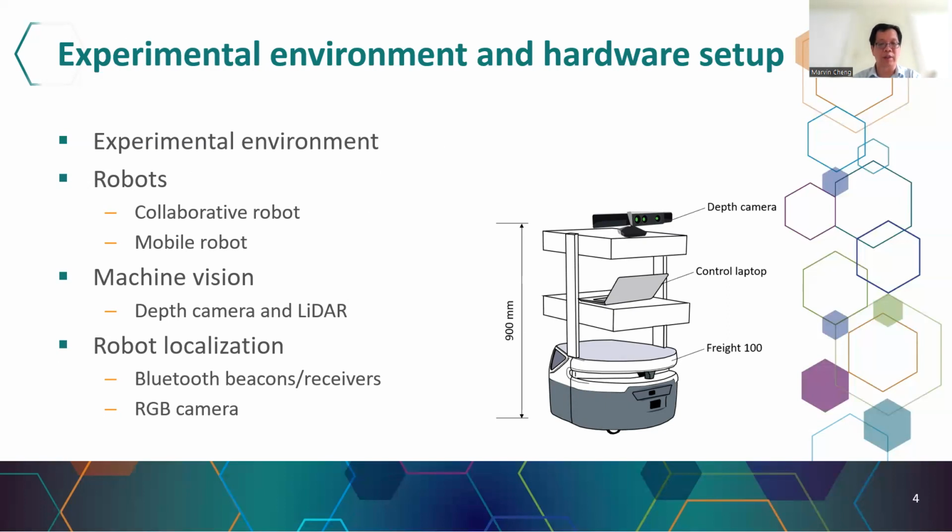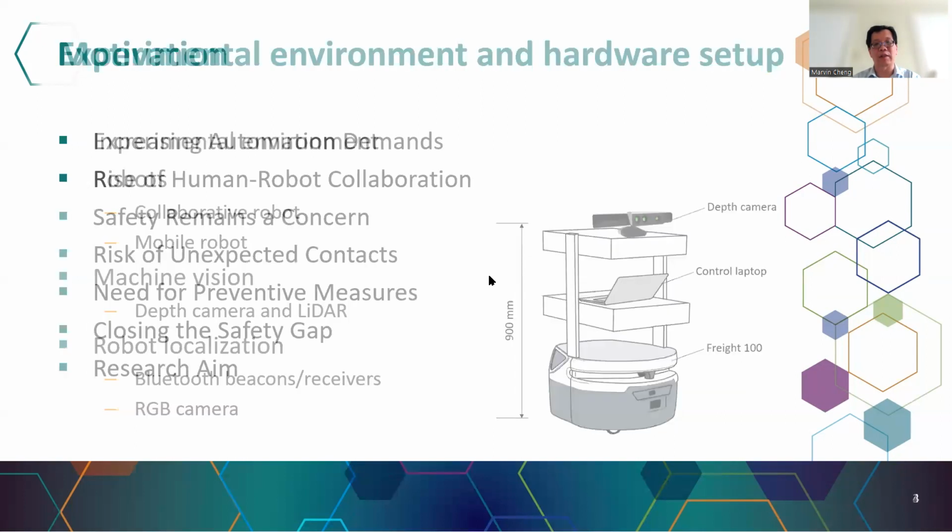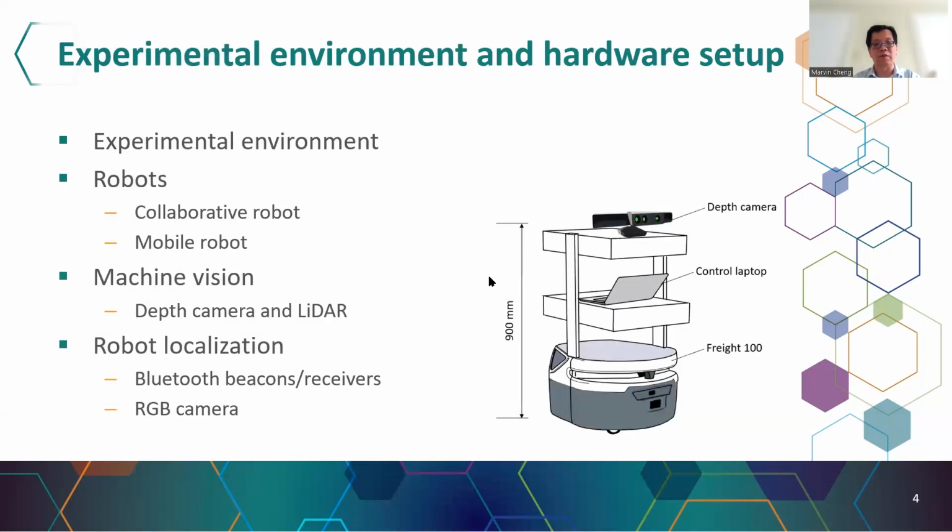In our experiment, we have two types of robots. One is collaborative robots, which are designed to work in close proximity to humans. Another one is mobile robots, which provide flexibility and mobility within our experimental workspace. For machine vision, we adopt two types of sensors. One is a depth camera, which is used to acquire the depth information of the surrounding area for the robotic devices. And the LiDAR is to detect any obstacle that the robot encounters while it's moving around.